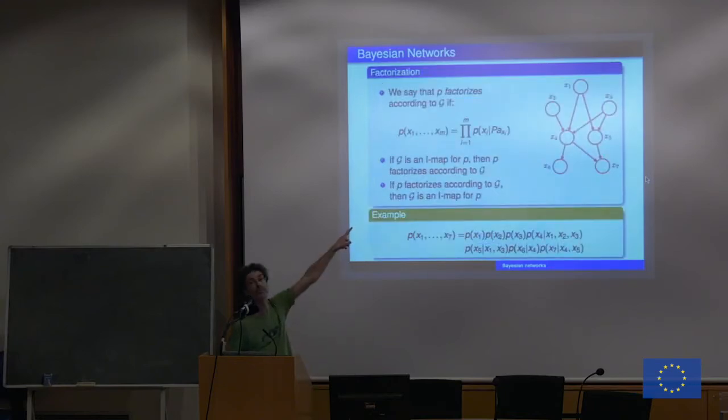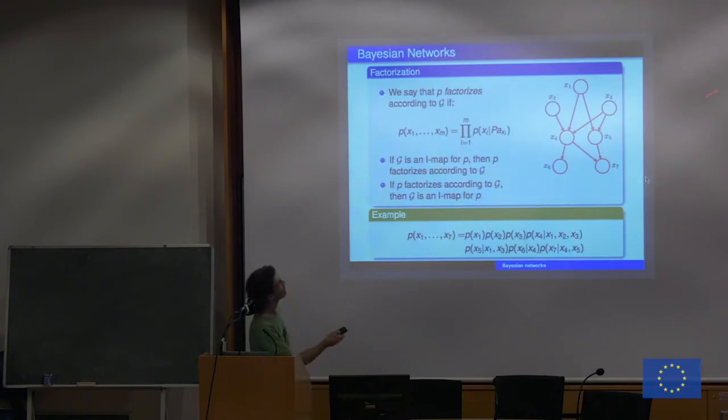So for instance, here you would have x6 given 1, 2, 3, 4, 5. These are all non-descendants of x6, but actually x6 only depends on x4. So you can simplify it as x6 given x4, and so on. Sure that you also have 5?